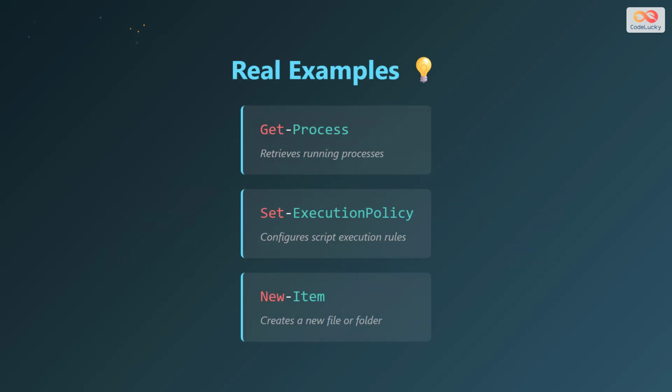Let's look at some real-world examples to see how this works in practice. Get-Process retrieves information about running processes on your system. The verb Get means retrieve, and the noun Process indicates we're working with processes. Set-ExecutionPolicy configures the script execution rules for PowerShell. Here, Set means modify, and ExecutionPolicy is the setting we're changing. New-Item creates a new file or folder. The verb New means create, and Item refers to a file system object. Notice how each Cmdlet name clearly communicates its purpose through the verb-noun pattern.